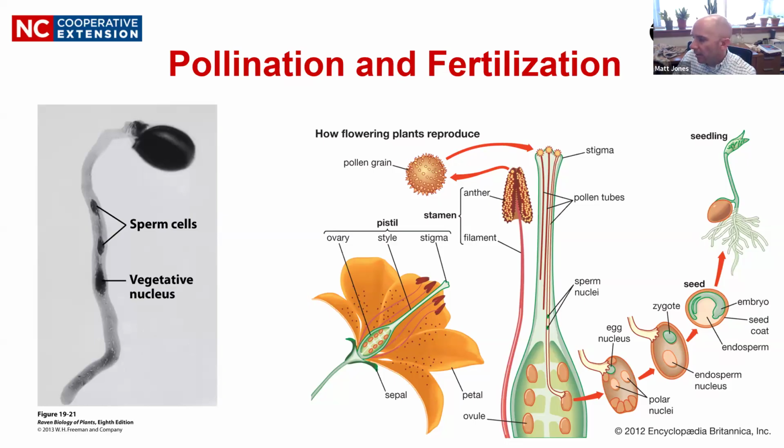And then the other sperm cell actually fuses with the two polar nuclei to create a triploid, or some multiple of triploid, endosperm nucleus. The result is the fused zygote grows into the plant embryo, and the endosperm nucleus then divides and grows into the endosperm.